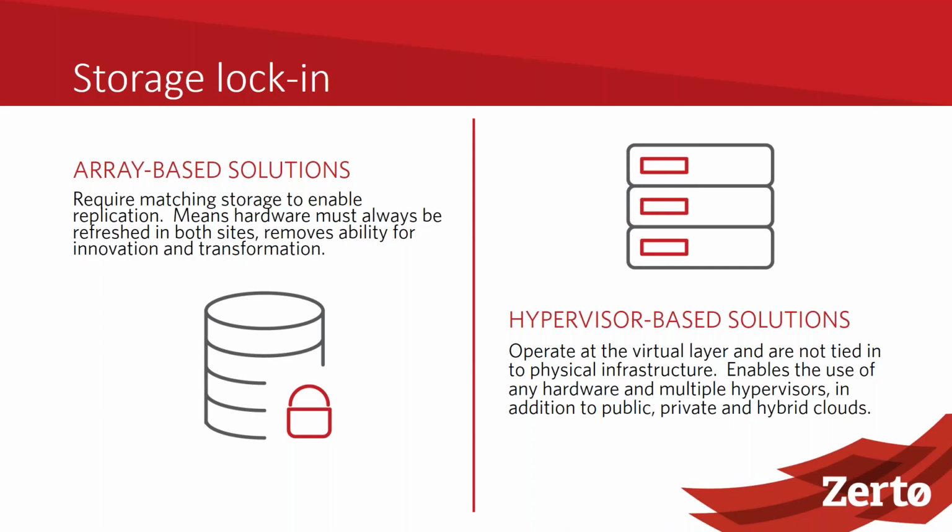DR TCO considerations. We look at storage lock-in. So array-based solutions, I mentioned earlier, do require the same storage on both sides, identical. Not even the same vendor, but the same model number, same firmware numbers. Everything has to be the same. It's very, very challenging. It reduces your ability to negotiate price. It might be easy to negotiate the price of one array, but when you have to start thinking about buying 3 or 4, and they have to be identical, you lose a little leverage there.